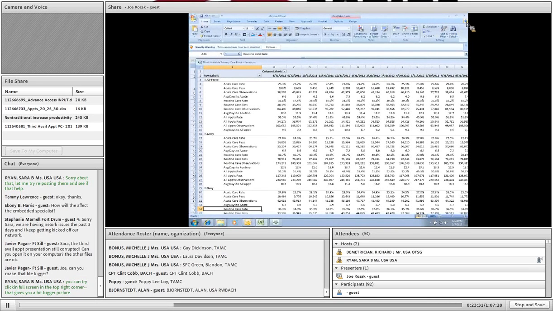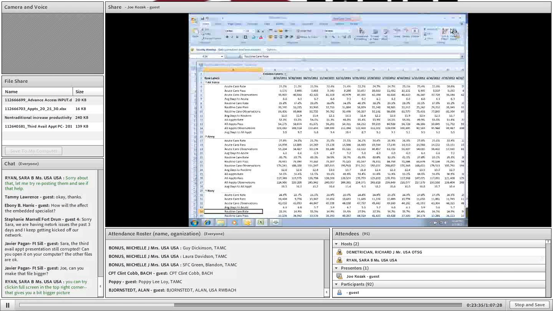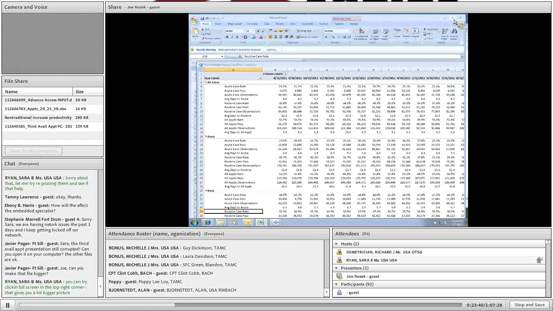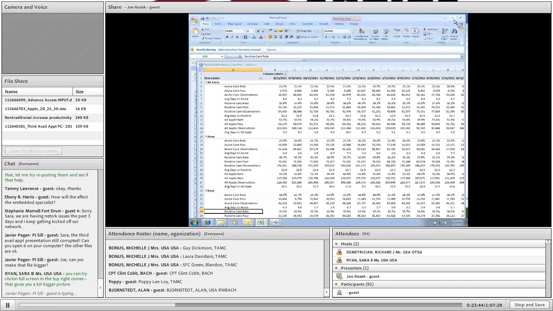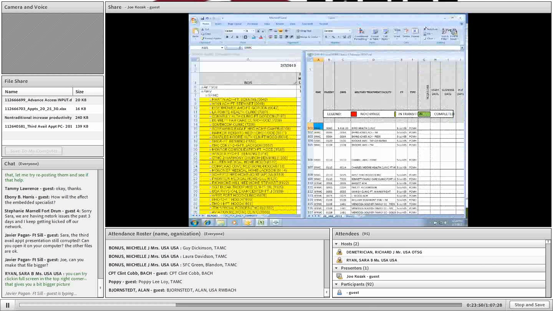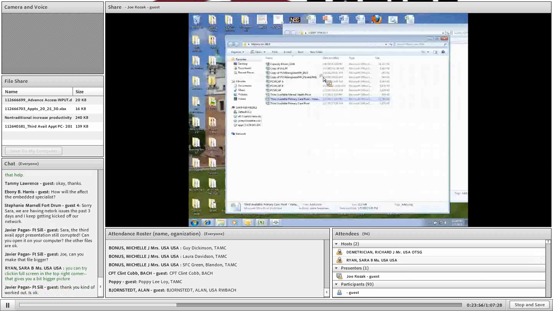So there was a question about how this will affect the embedded specialist. The embedded specialist? About the what? I'm still not hearing you clearly. Ebony Harris is asking how this will affect the embedded specialist.